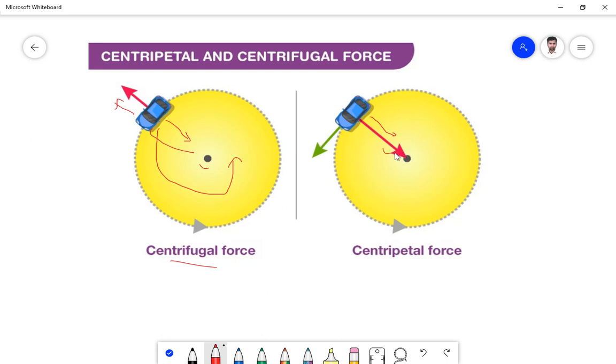So I hope this makes our understanding clear about the centripetal and centrifugal force. You can search about these two forces on YouTube and Google also, and you can increase your knowledge. The rest of the things we will be learning later on.